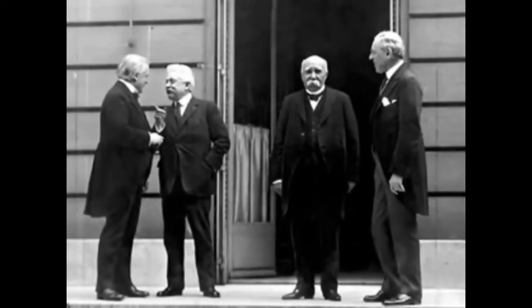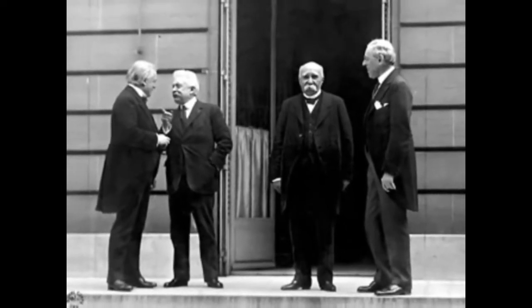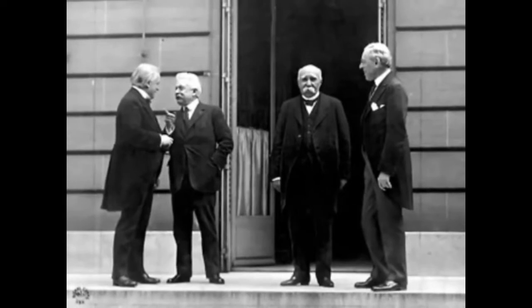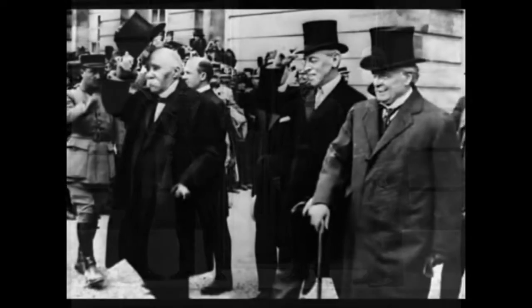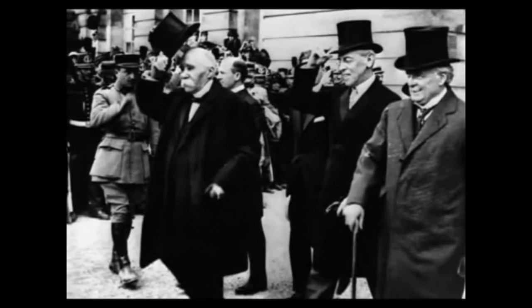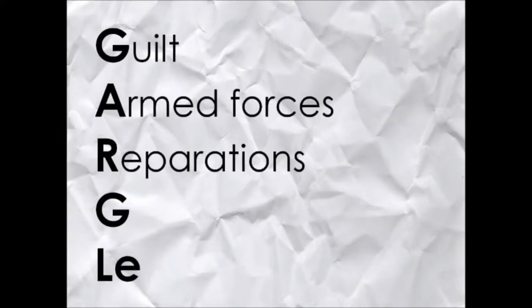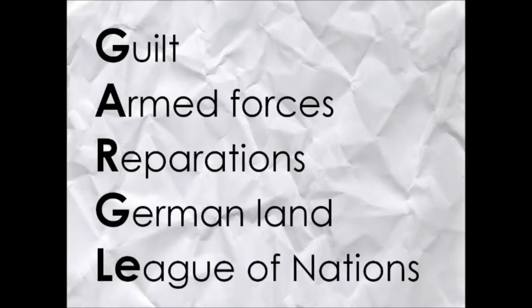As the Versailles Peace Conference of 1919 went on, it became clear that the very different objectives of the Big 3 leaders could not be met. The result of the talks, the Treaty of Versailles, was announced on the 7th of May 1919 to a horrified German nation. The main terms of the treaty can be divided into 5 key areas. An easy way to remember these 5 terms is by using the GARGLE formula, standing for guilt, armed forces, reparations, German land, and League of Nations.